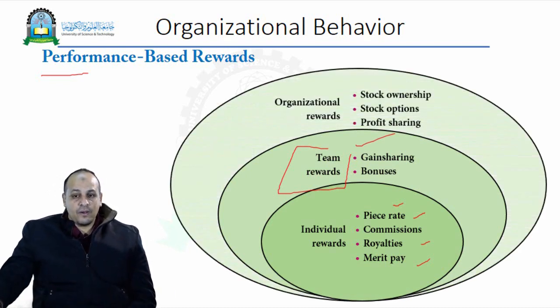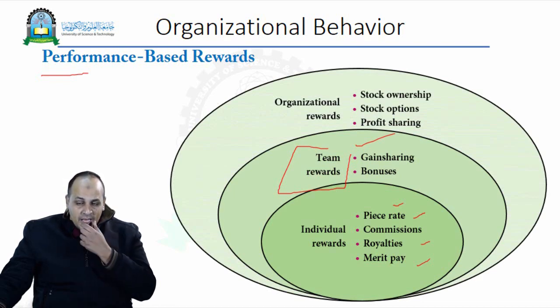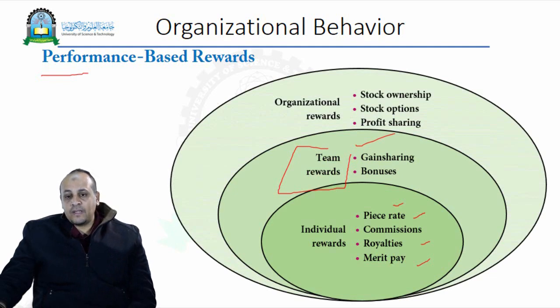The last one is about the organizational rewards. This is more comprehensive. So we have different types here: stock ownership, stock options and profit sharing. يعني على سبيل المثال قد تزداد الأرباح في نهاية السنة ويتم احتساب نسبة بسيطة من الأرباح توزيعها بين الموظفين. Stock options and stock ownership.